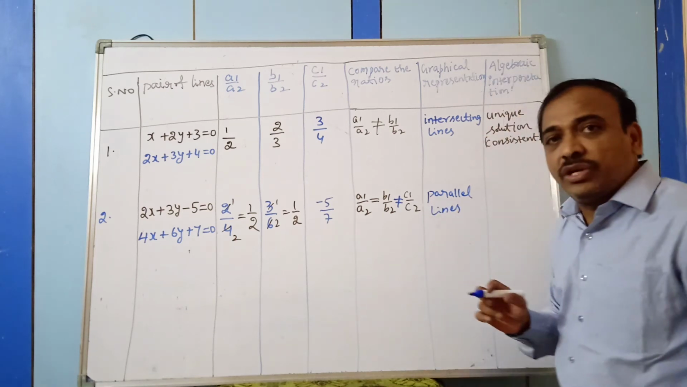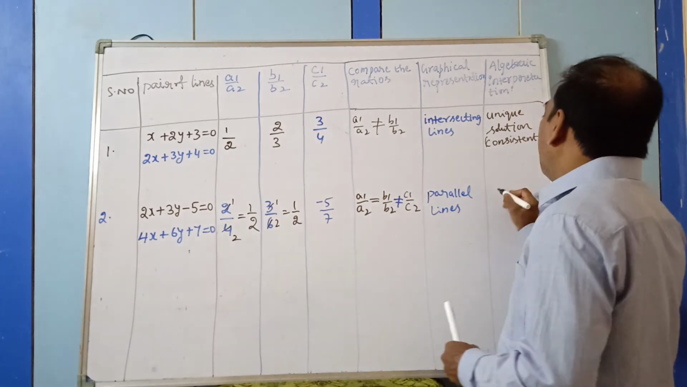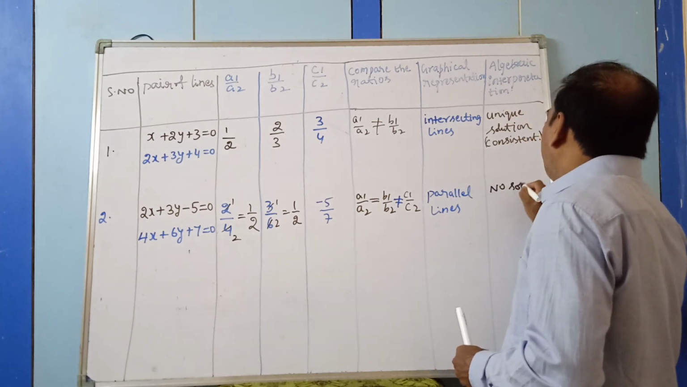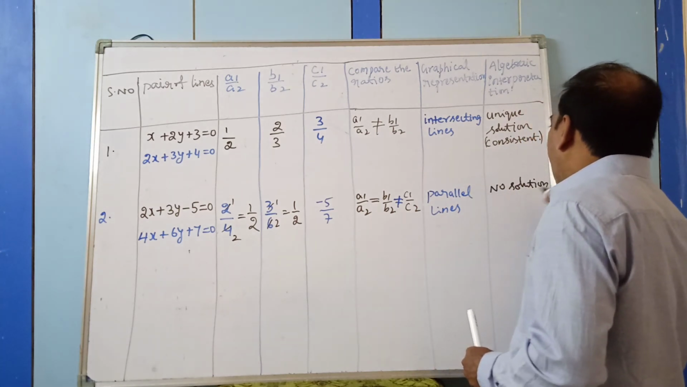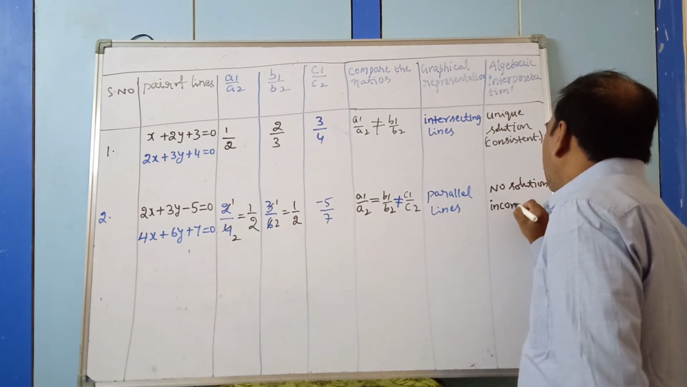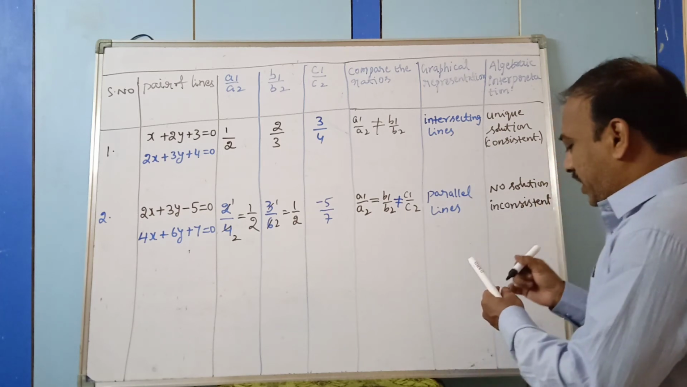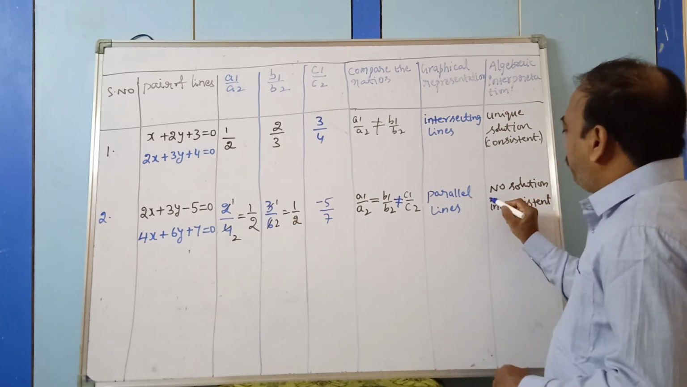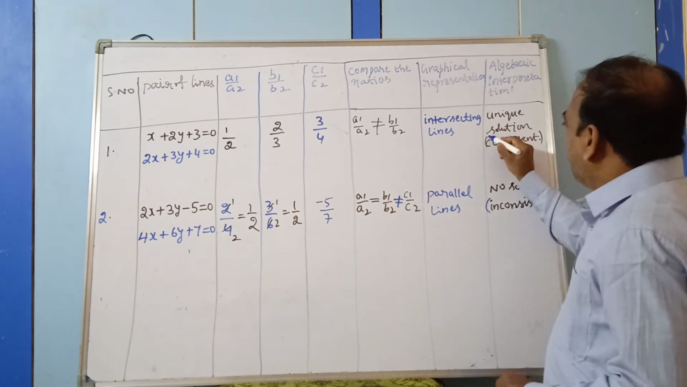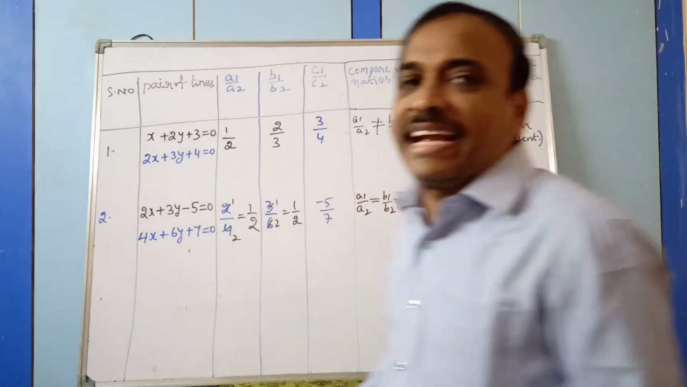Parallel lines will have solution? No solution. So here we write no solution and inconsistent. No solution, inconsistent. Solution, unique solution, consistent. This is the second case.